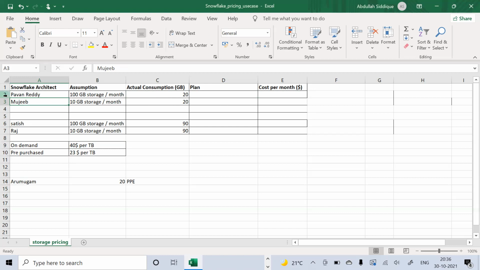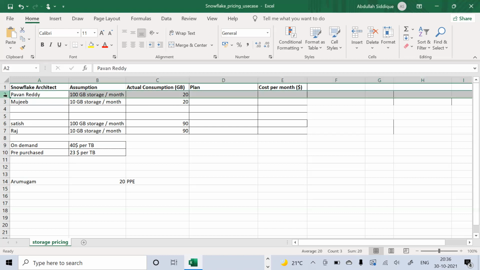Or do one thing. Don't get confused. Just tell me for this one. Leave the other one. Okay. For the first one, I would go with a pre-purchase plan, and for the second one, I would go with on-demand, because the data is growing faster in the second case, right?